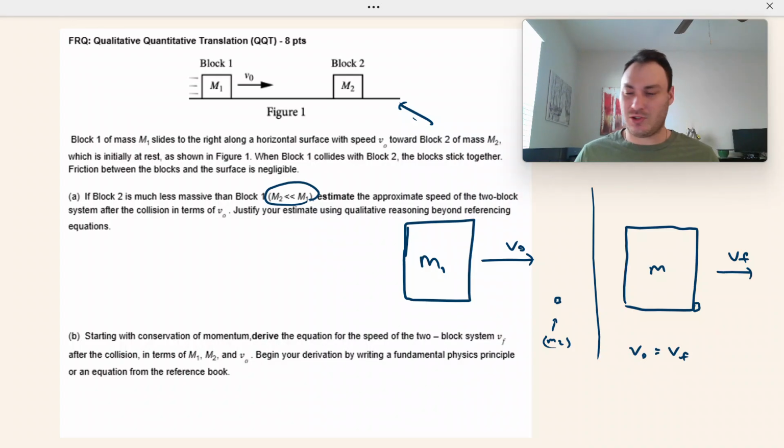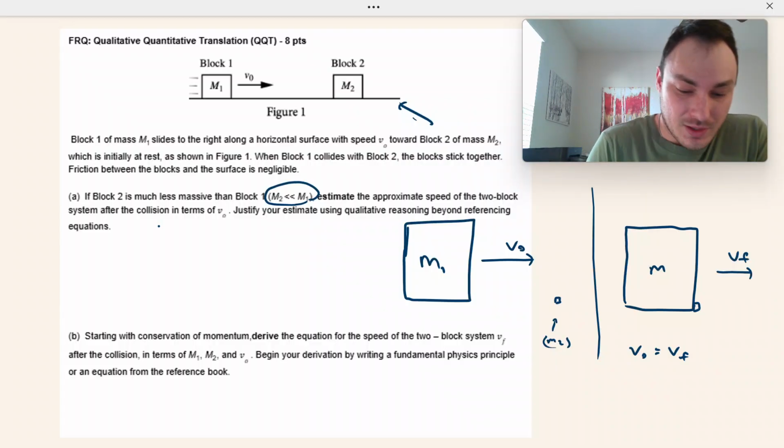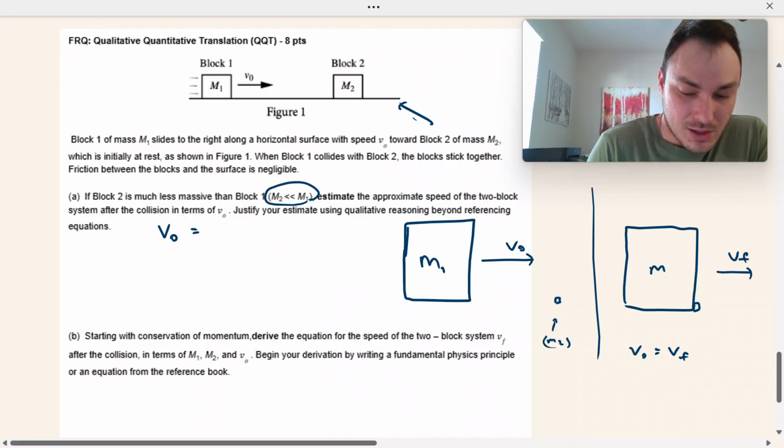This is like your situation where you're in your car and you hit a fly on the windshield going down the highway. That fly is not impacting the momentum of your car because your car is so much more massive than the fly. If M2 is way less massive than M1, then the initial speed is just going to equal the final speed. Now, in actuality, maybe it slows down a very, very little bit, but that's negligible. So that's what we're going to say: V initial equals V final.